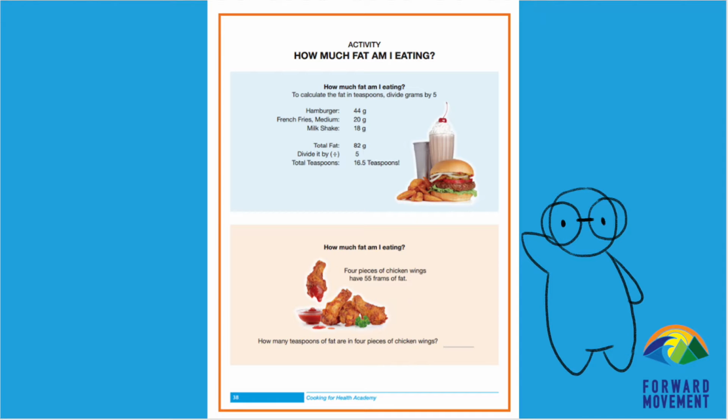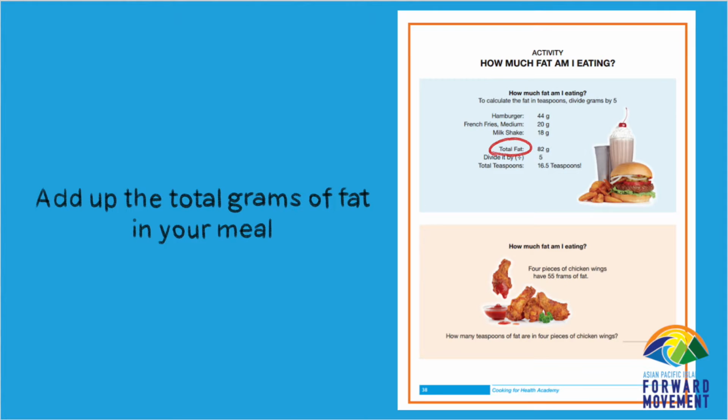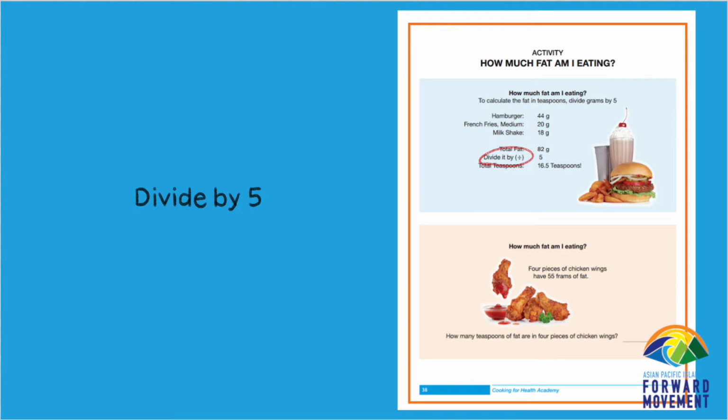But it's helpful to visualize how much fat is actually in your diet by converting grams to teaspoons. In this activity sheet in your Lesson 4 packet, there are instructions on how to convert grams to teaspoons to see how much fat you may be eating. First, add up your total grams of fat in your meal. Then, divide by 5 to get your teaspoon total.